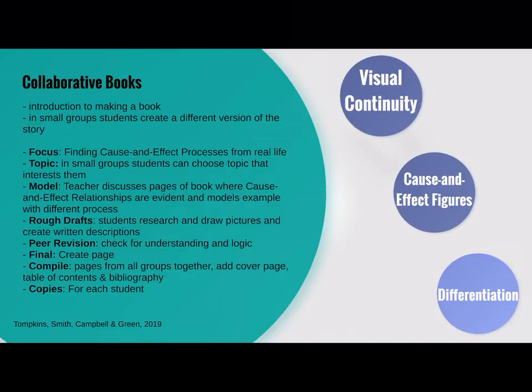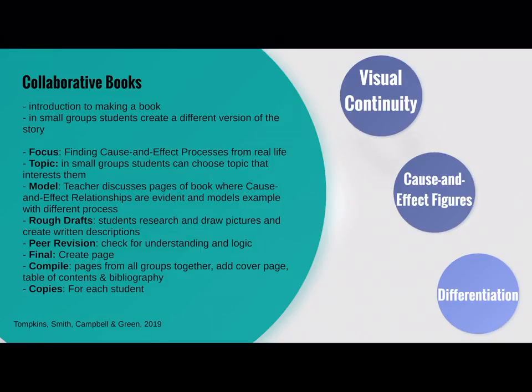The teacher would examine pages in the book where cause and effect relationships are depicted and discuss these with the whole class. He or she would then go on to model an example with a different process. After that, students independently research and design their pages. Once everyone has a rough idea, it is important to have a segment of peer revision to check for understanding and to make sure everyone is on track.